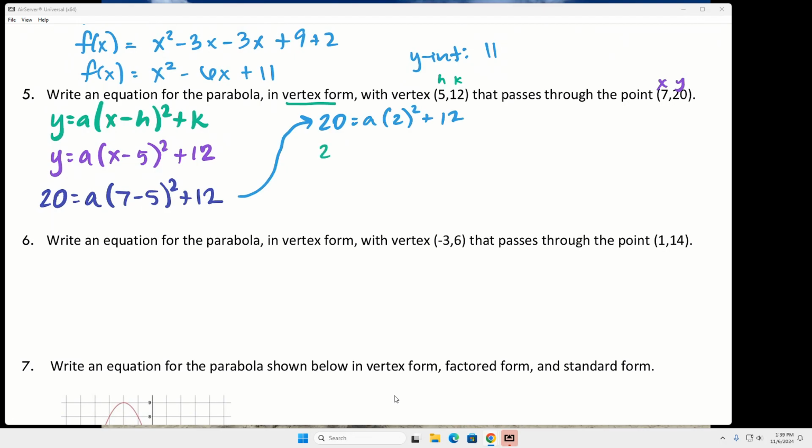And then we're going to take care of that exponent by squaring 2. And then from here, it's a fairly simple equation to solve just by subtracting and dividing.